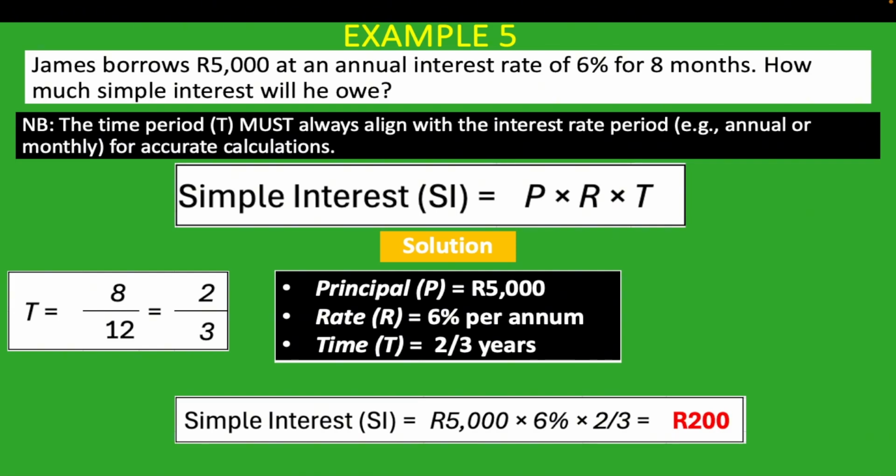That is how much he owes in simple interest after 8 months if he's incurring an interest rate of 6% for borrowing 5,000 Rand. I hope that's clear enough. This last example here just threw a bit of a complication because, like I said, the time period and the interest rate did not align, and so we needed to make sure that they aligned, and we did that by changing the months into years, because the interest rate is annual.